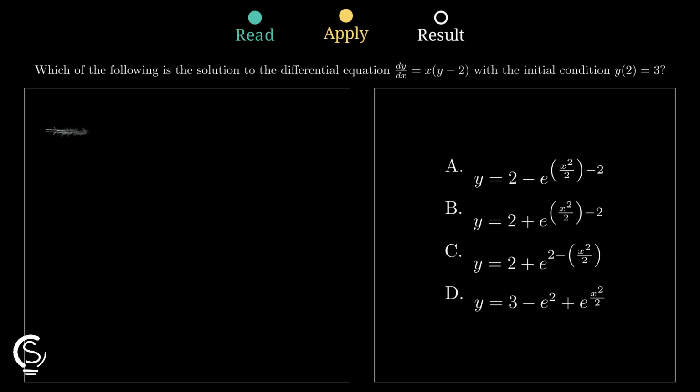Integrate both sides now. The left becomes the natural log of the absolute value of y minus 2, while the right side integrates simply to x squared over 2 plus C.